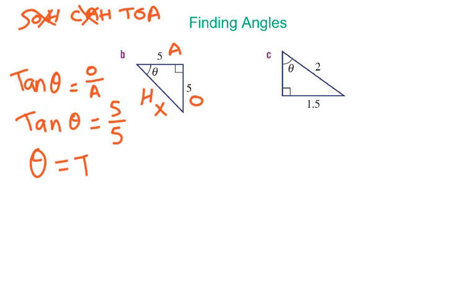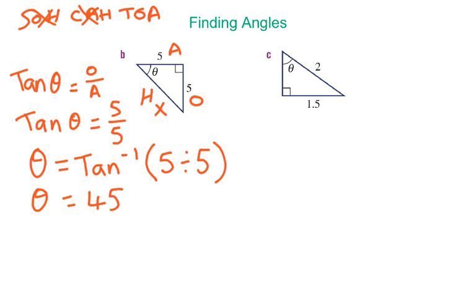Theta is equal to tan minus 1. This is on your calculator. If you're using a scientific calculator, most scientific calculators, you would push second function tan, bracket 5 divided by 5. Therefore, theta is equal to 45 degrees. Notice we're finding the angle, so the unit we use is degrees. Moving on to our second triangle.